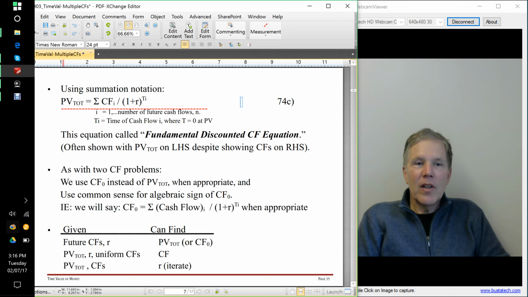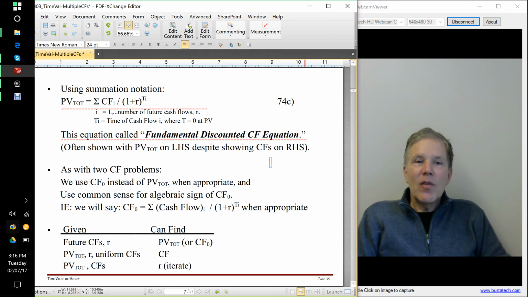Okay, this equation is an important equation, 74C. This is another one that you should definitely memorize, write down, be familiar with. This is called the fundamental discounted cash flow equation. Remember we had the fundamental time value equation? This is similar. We're going to use this for cases where we have multiple future cash flows, and we're going to call it the fundamental discounted cash flow equation.